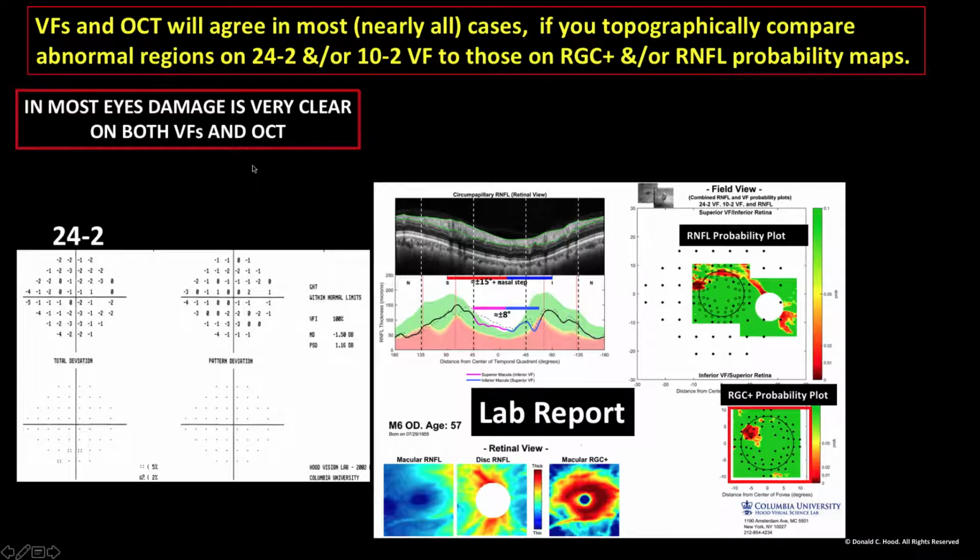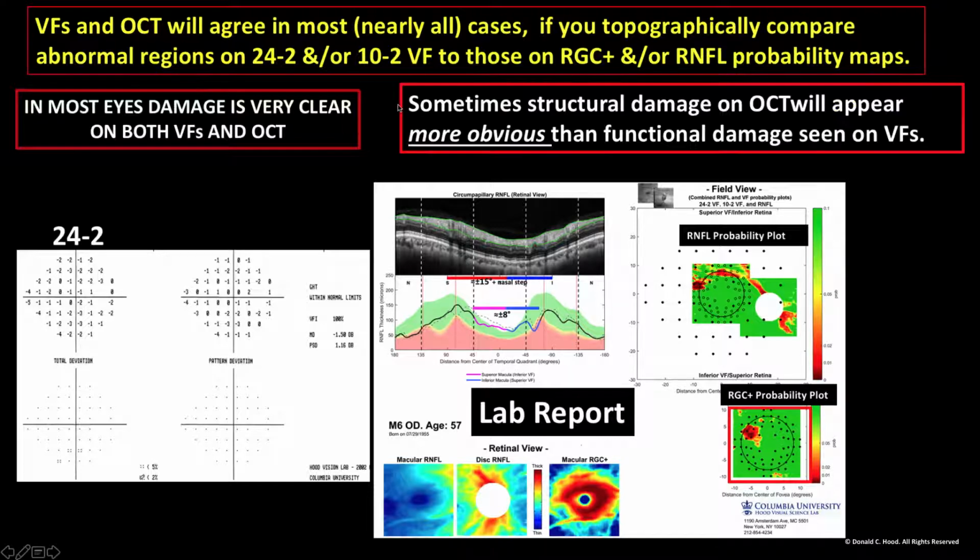All right, in most cases, the agreement between structure and function based on abnormal points is very, very good. In most eyes, nearly all eyes, if you have reliable fields, okay? However, it is true that sometimes structural damage on OCT will appear more obvious than functional damage. That is true. And here's an eye with so-called preparametric damage, although I'll argue in a moment, preparametric damage is very rare.